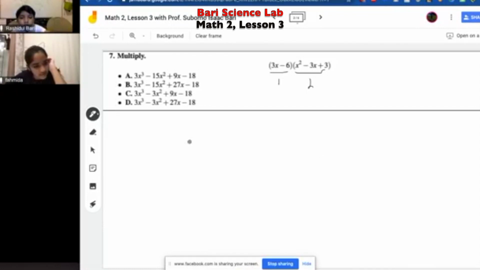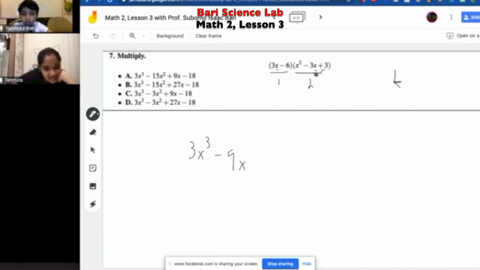Three x to the power of 3. You can say cubed if you want, because a cube has 3 dimensions, so you call it a cube. Negative 9x. But remember, there's an x here and then an x here. What's x times x? You said negative 9x, but you're multiplying an x by an x here. 3x times negative 3x. Would it be x or x squared? X squared. Good.